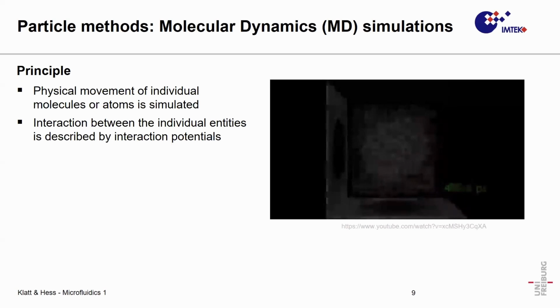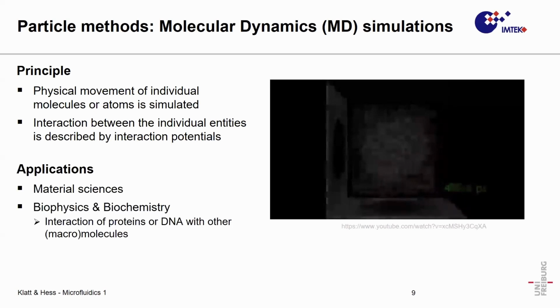So please keep in mind that if you use molecular dynamics simulations, you model and simulate the movement of individual molecules or atoms. This is pretty similar to the statistical physics approach we discussed last week. And the interaction between those individual entities is usually described by force laws. There exist various applications, for example, in the field of material sciences or in biophysics and biochemistry. And here, especially the interaction of proteins or DNA with other macromolecules is studied using this kind of approach.